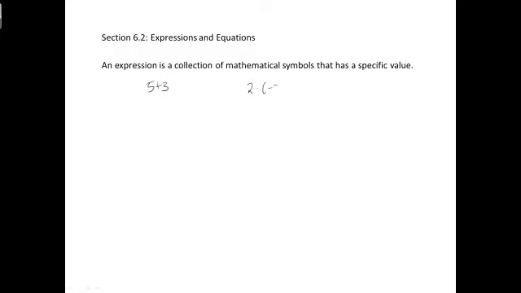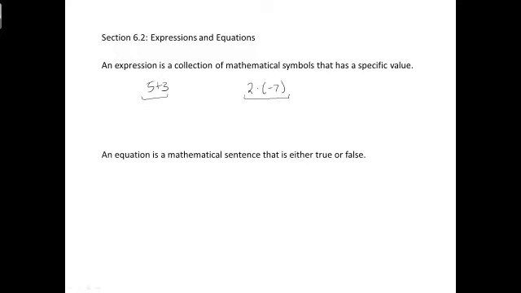Section 6.2, Expressions and Equations. An expression is a collection of mathematical symbols that has a specific value. So for example, 5 plus 3 has a value. The value is 8. 2 times negative 7 is negative 14. These are expressions. They're collections of symbols that have a specific value.